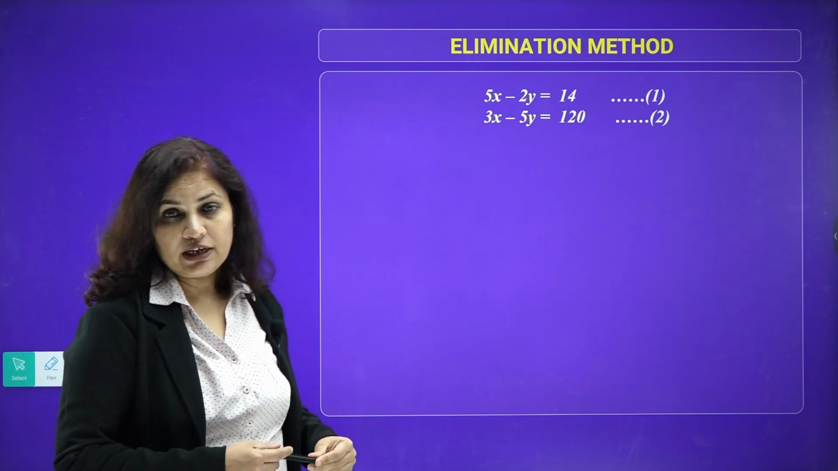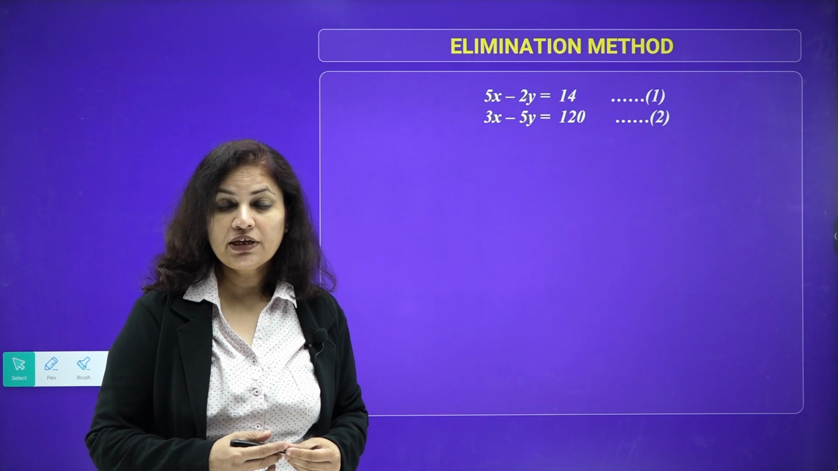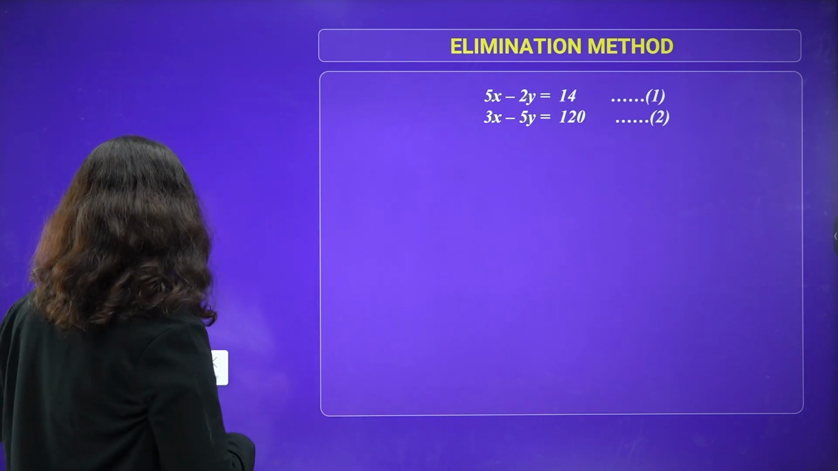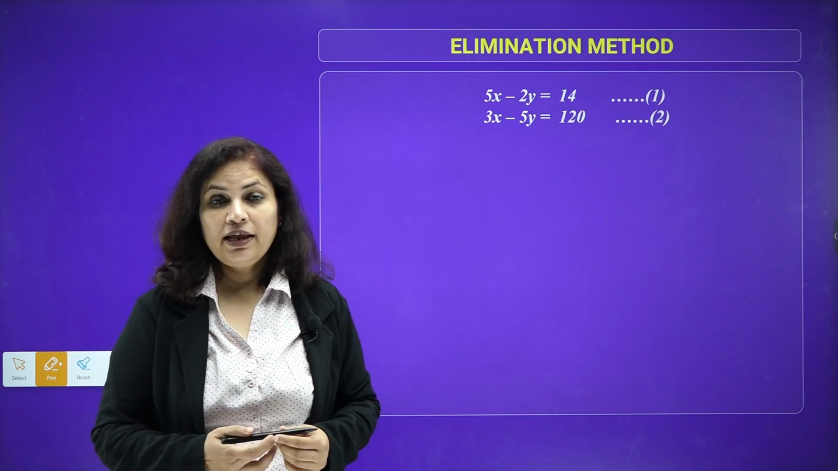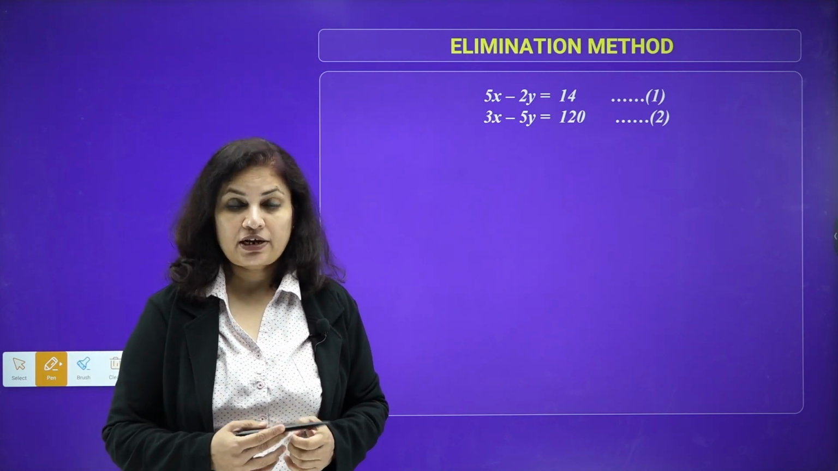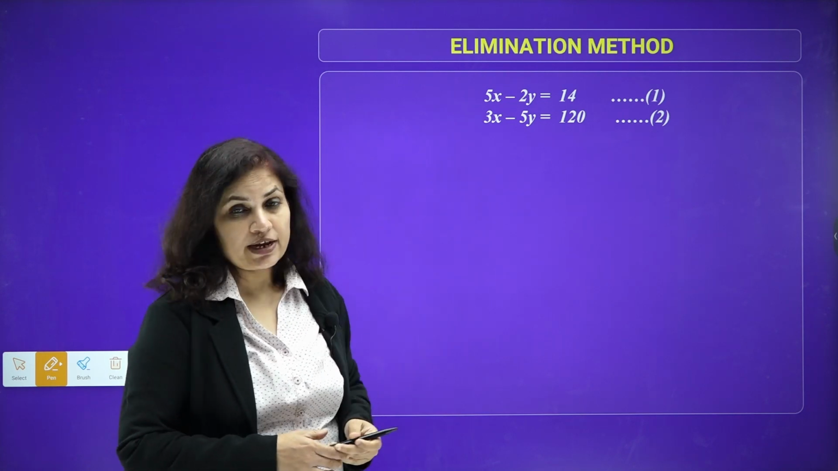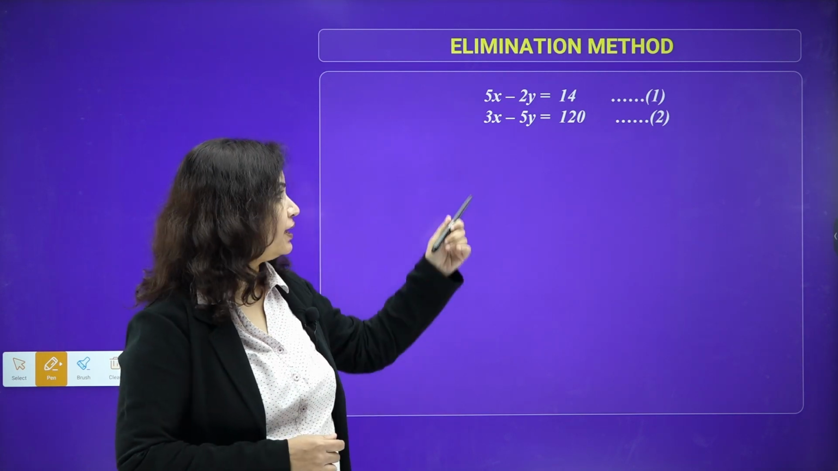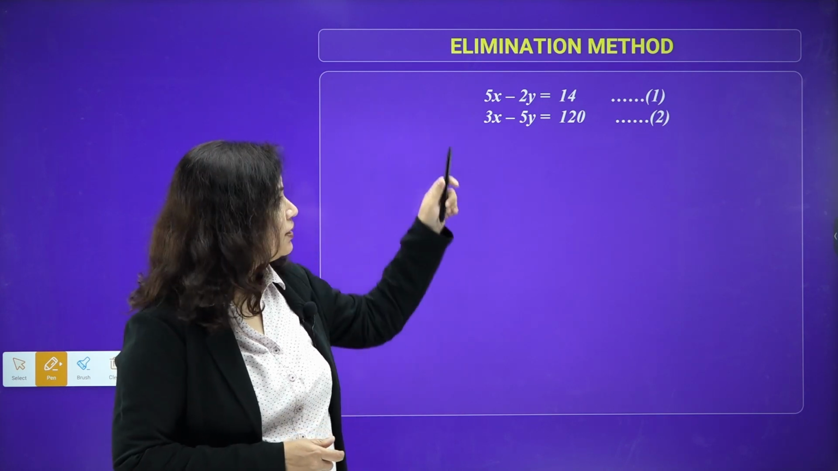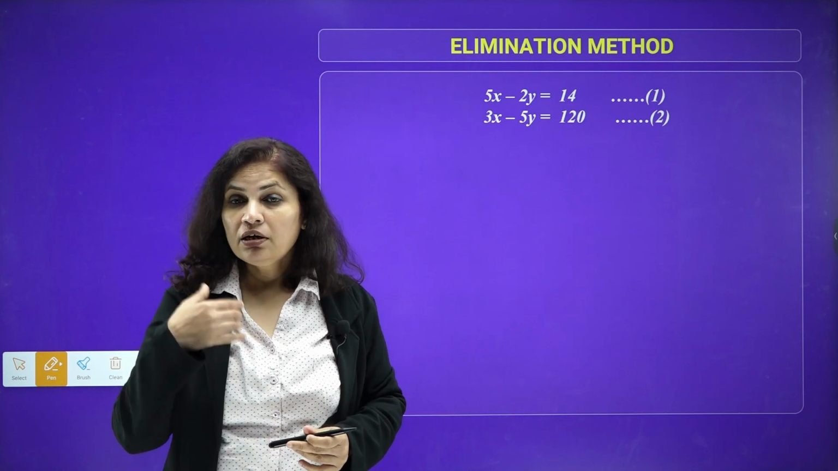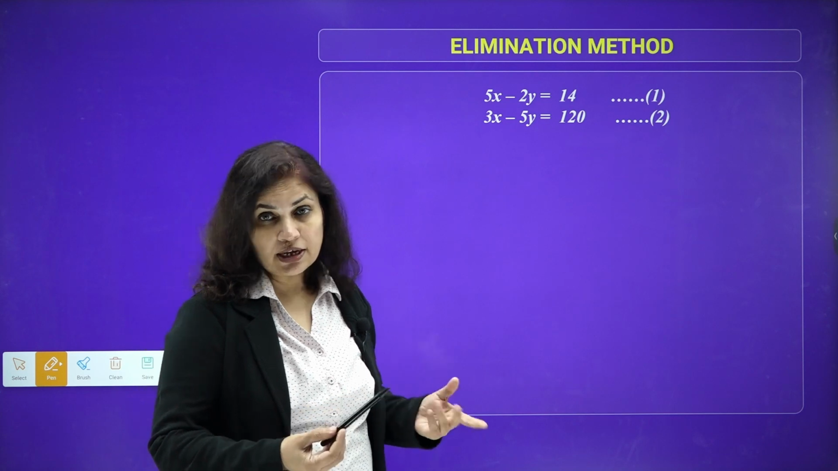Now, the method of elimination. As I told you, here we will be eliminating one of the variables. Let us do it. Elimination in maths means subtraction. I can see that the coefficient of x in the first equation is 5 and that of x in the second equation is 3. So if I subtract the second equation from the first, let us see what happens.